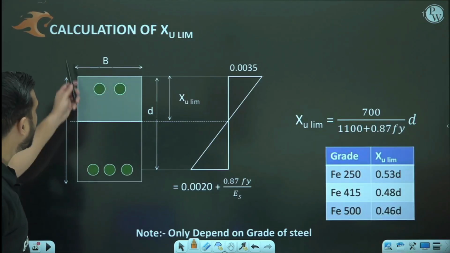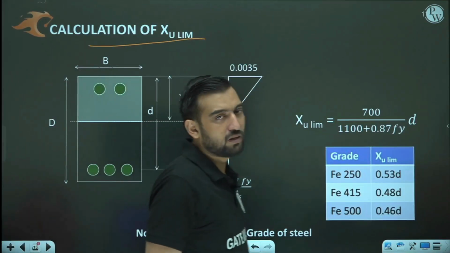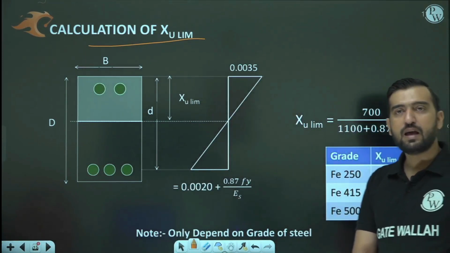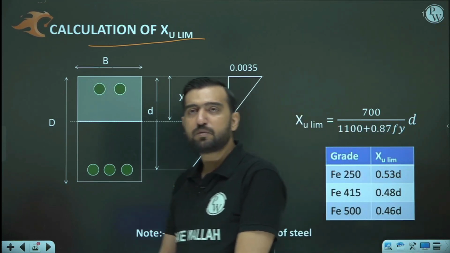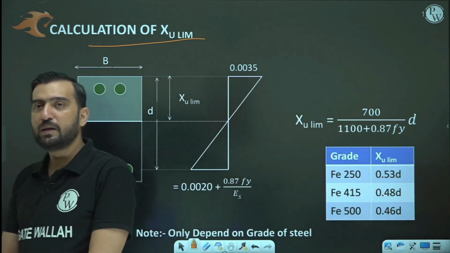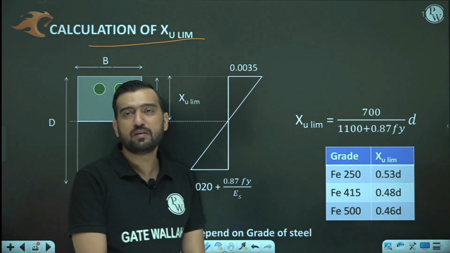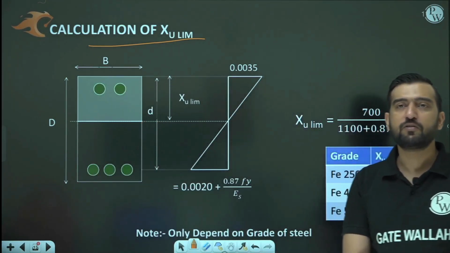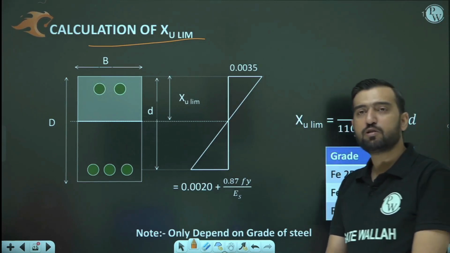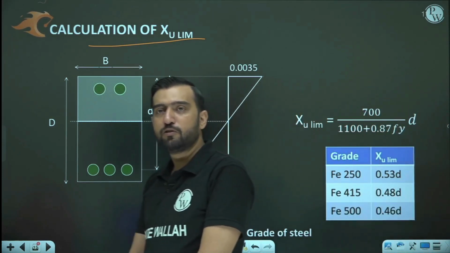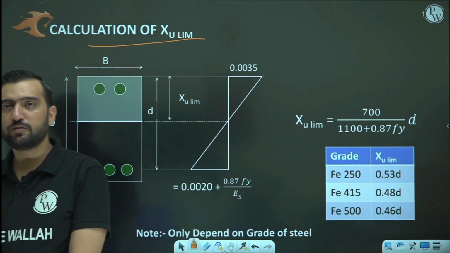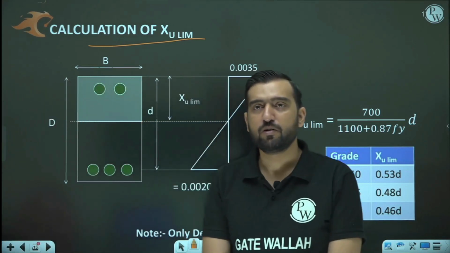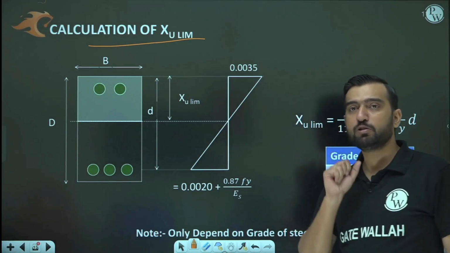So step number 1, no need to repeat, because XU lim is the same only. XU lim is 700 upon 1100 plus 0.87 Fy into D, and again depending upon the grade of steel, generally these 3 grades are used in majority: 250, 415 and 500. So you can see here that it is 0.53 D, 0.48 D and 0.46 D for 250, 415 and 500. Now step number 2 is quite interesting.